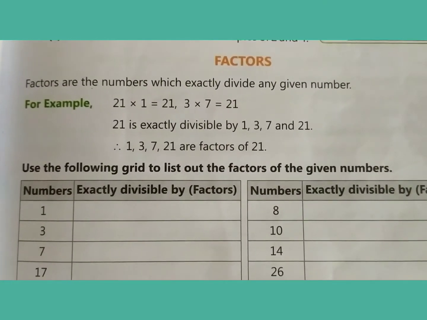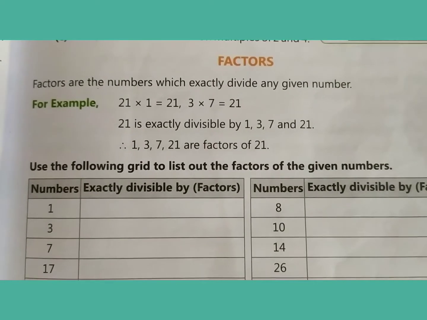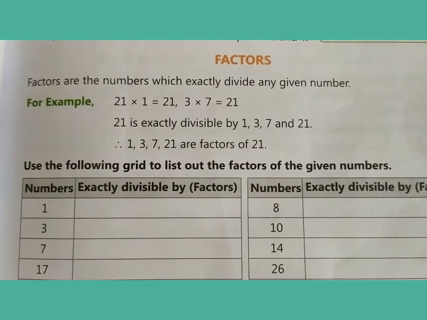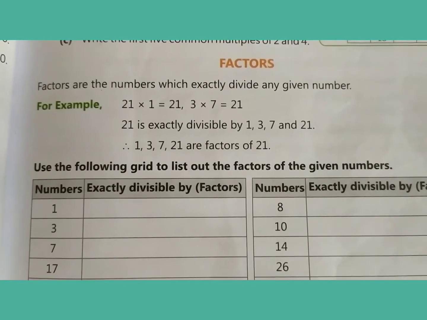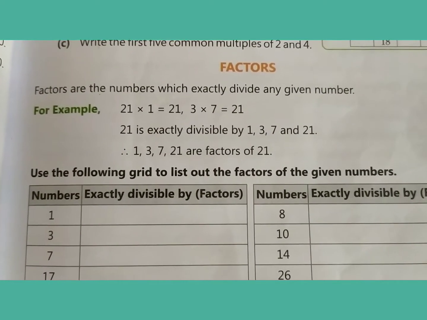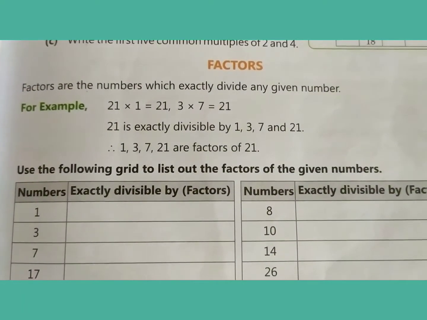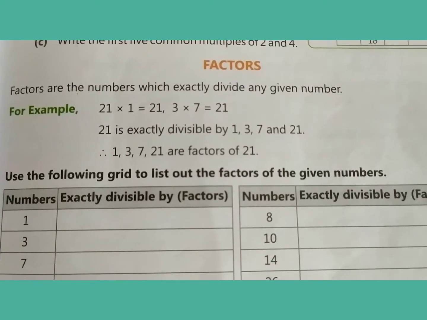What is a factor? Factors are the numbers which exactly divide any given number. For example, 21 is exactly divisible by 1, 3, 7 and 21. So 1, 3, 7 and 21 are the factors of 21. Okay children? And you know that 1 is a factor of every number, and the greatest factor of a number is the number itself.